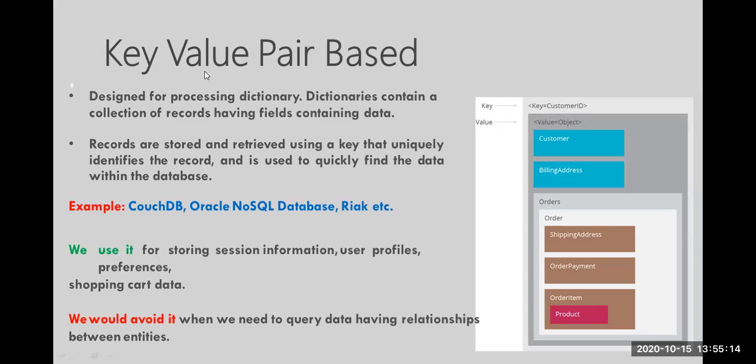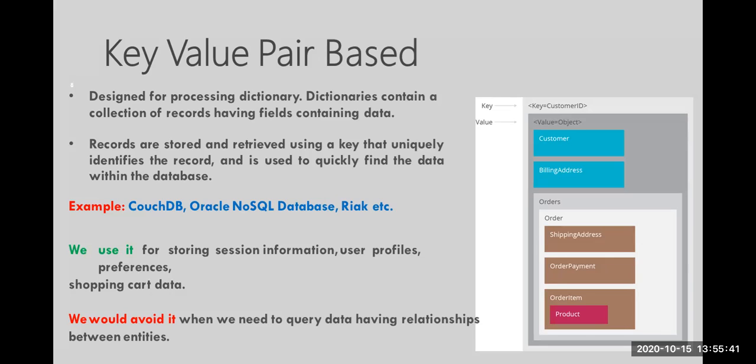Examples of key-value pair databases are CouchDB, Oracle NoSQL, and Riak, etc. We use it for storing session information, user profiles, preferences, and shopping cart data. Many of the shopping portals and websites are using key-value pair databases, and we would avoid it when we need to query data having relationships between the entities.